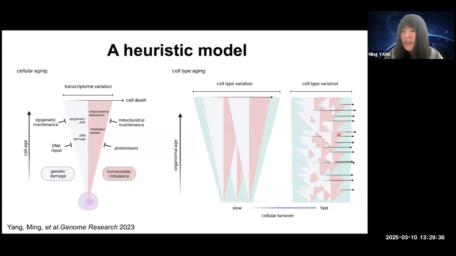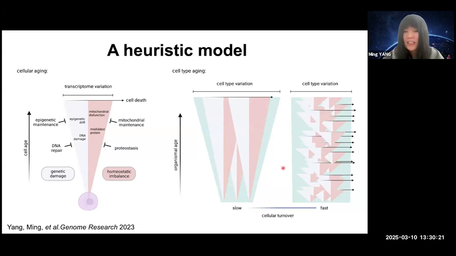Because fast turnover cells can avoid the cost of maintaining homeostasis by simply being replaced. So for these cells, when their cellular damage accumulates to a certain level, they can just go through the apoptosis process, and the stem cells in those organ systems can give rise to new cells which complement the loss of cells. So we speculate that in cells with a fast turnover rate, their damage accumulation rate may go hand in hand with their cellular lifespan. And this is our heuristic model trying to link aging at a single cell level to a broader organ level.